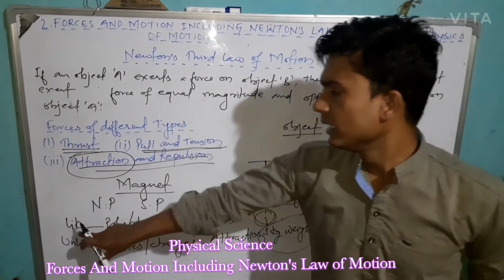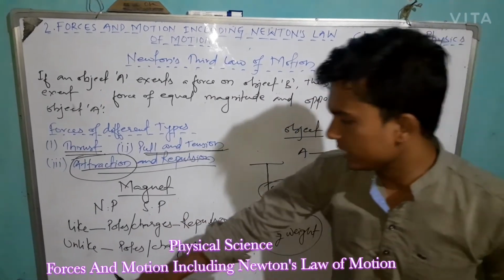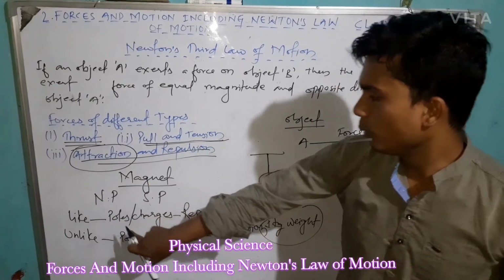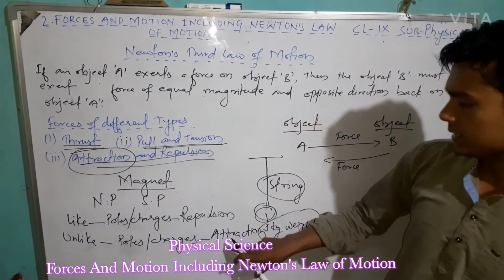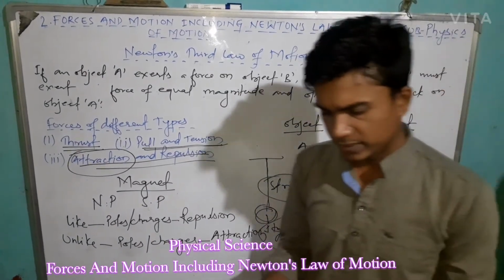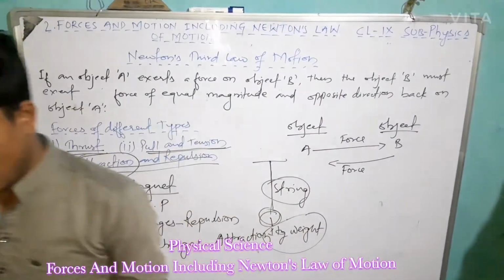Repulsion takes place in like poles or charges. Another thing, attraction takes place in unlike poles or charges, right? So this is the topic. Okay, let's take one more topic.